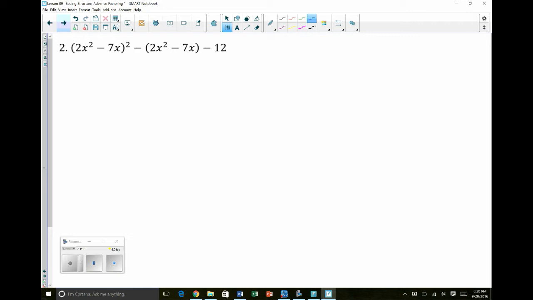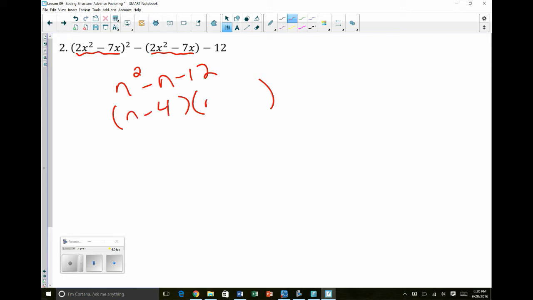Number 2, (2x² − 7x)² − (2x² − 7x) − 12. So again, look at the structure of this. I have something squared minus that thing minus 12. I know how to factor this expression. The leading coefficient is 1, so what multiplies to negative 12 that adds to negative 1? Well, negative 4 and positive 3. You get negative 12, and negative 4 and positive 3 add to negative 1.